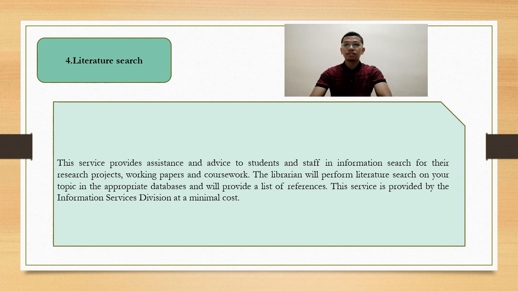For literature search, this service provides assistance and advice to students and staff in information search for their research project, working paper, and coursework. The librarian will perform a literature search on your topic in the appropriate database and will provide a list of references. This service is provided by the Information Services Division at minimal cost.